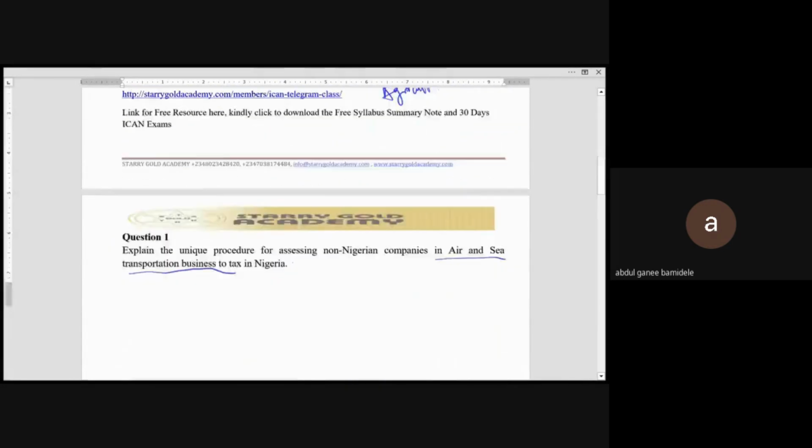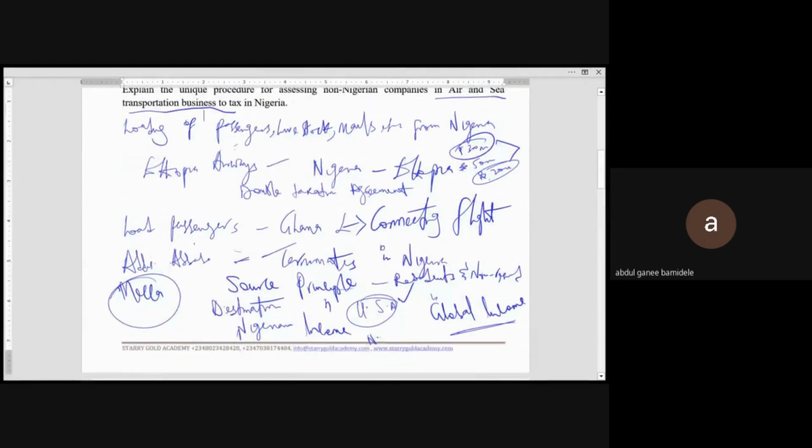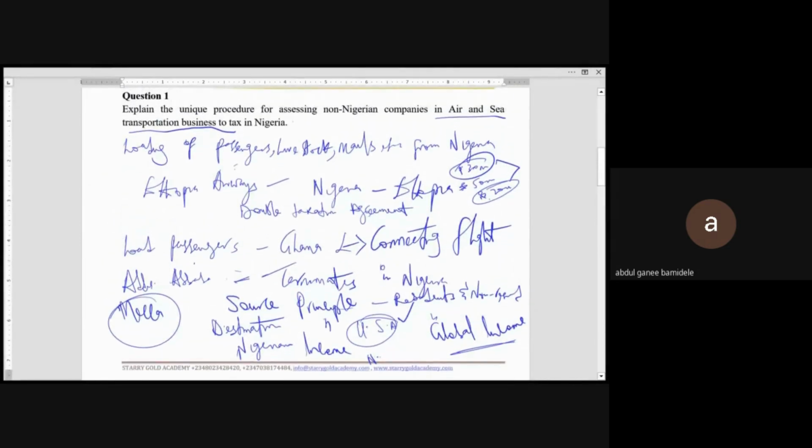Explain the unique procedure for assessing non-Nigerian companies in air and sea transportation business to tax in Nigeria. So what's the unique thing about it, based on what we have explained so far?